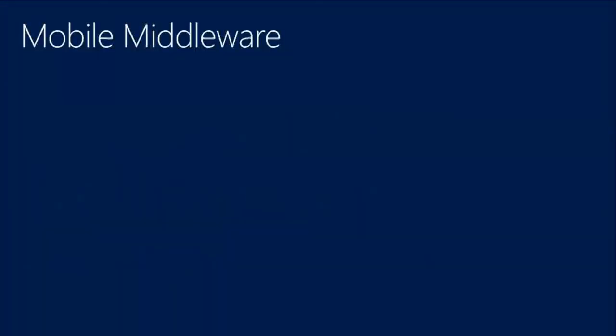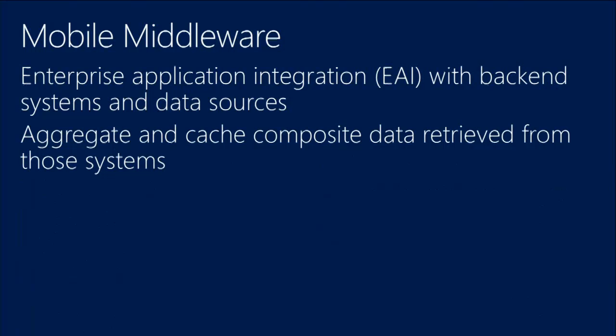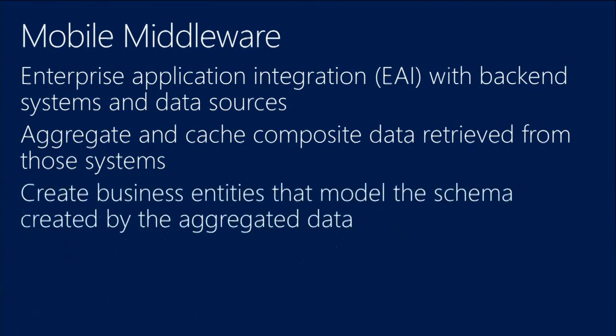So let's talk about building that mobile middleware. I mentioned the whole EAI integration with back-end systems and data sources, and then aggregating data together from those systems and caching it, rather than having to hit those back-end systems directly. A lot of those back-end systems are not designed to be pounded on by thousands of devices. So you're going to help them and pull that data in a controlled fashion out to a system that can handle the load. Then you're going to create business entities, like a mobile business object, that models and looks like the data that's coming from those tables that will go out to the devices.